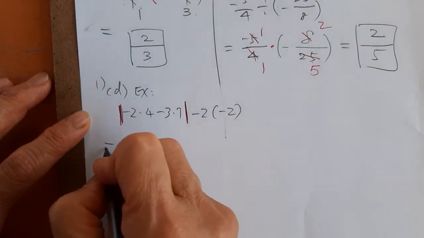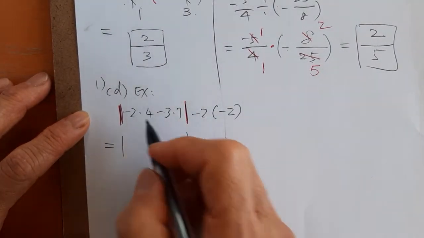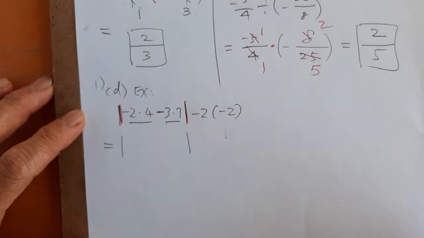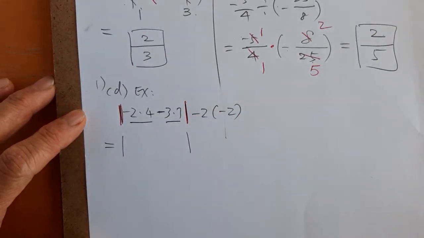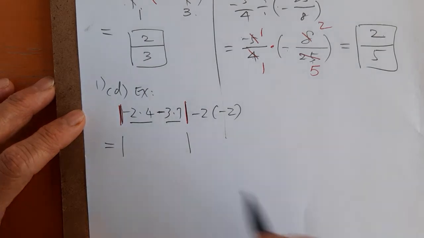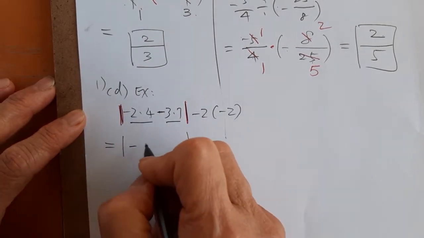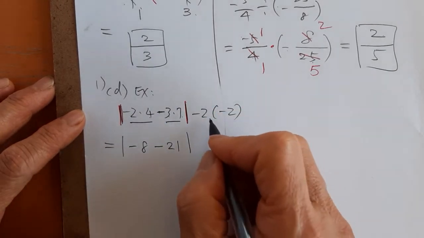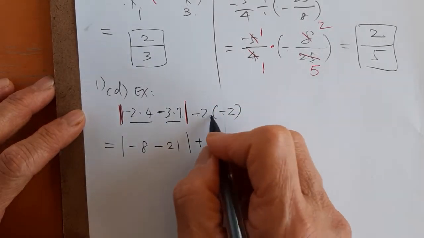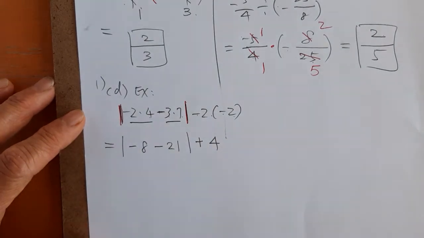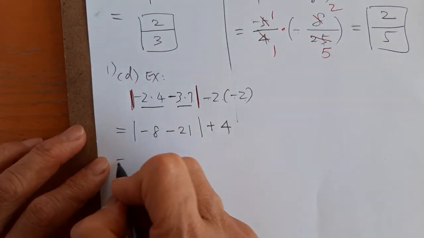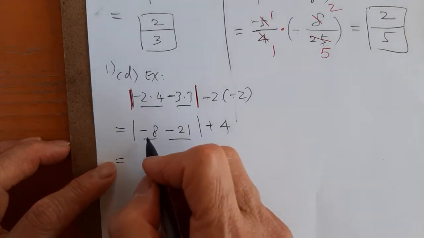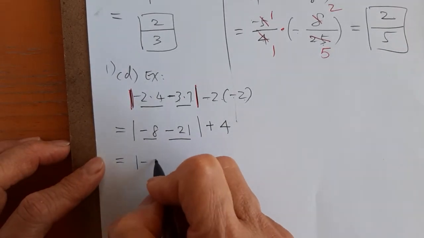So this one is going to be multiplication do first, then do subtraction. Multiply negative 2 times 4 is negative 8, minus 3 times 7 is 21, and negative times negative is positive. 2 times 2 is 4. Then both are negative, and you add together negative 8. This is a negative 8.